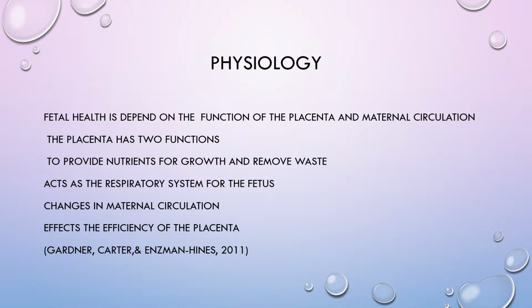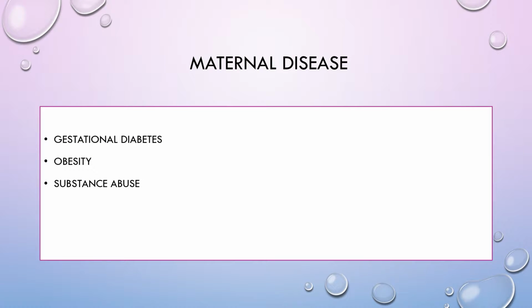The physiology of this is basically fetal health is dependent on the function of the placenta and maternal circulation. The placenta has two functions: to provide nutrients for growth and remove waste, and it acts as the respiratory system for the fetus. Changes in maternal circulation change the blood flow to the placenta, which then alters the nutrient delivery and the oxygen delivery and affects the efficiency of the placenta. The maternal diseases we're going to discuss today are gestational diabetes, obesity, and substance abuse.